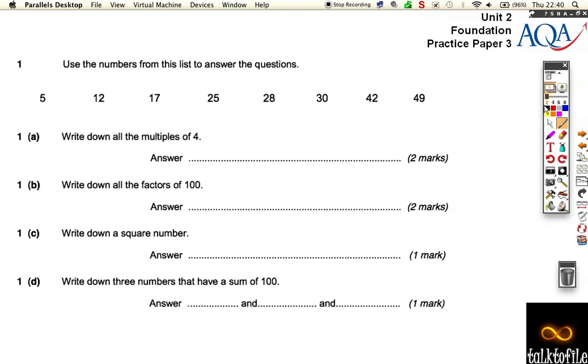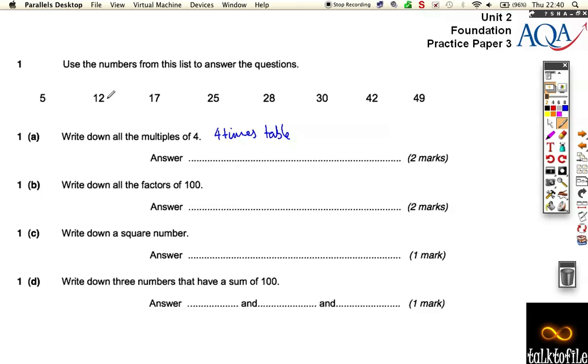Okay, so this is practice paper 3, and we're just looking at question 1. We've got a list of numbers here, and we've got to use these numbers to help us find each of these answers. So write down all the multiples of 4. Well, multiples of 4 just means in the 4 times table.